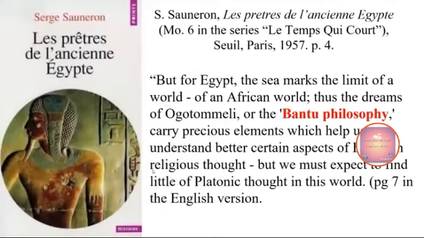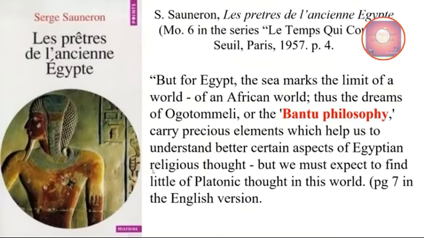But for Egypt, the sea marks the limit of the world, of an African world. Thus the dreams of Ogotameli, or the Bantu philosophy, carry precious elements which help us to understand better certain aspects of Egyptian religious thought. But we must expect to find little of Platonic thought in this world. In other words, it's not in alignment with European thought. It's not in alignment with Asian thought.